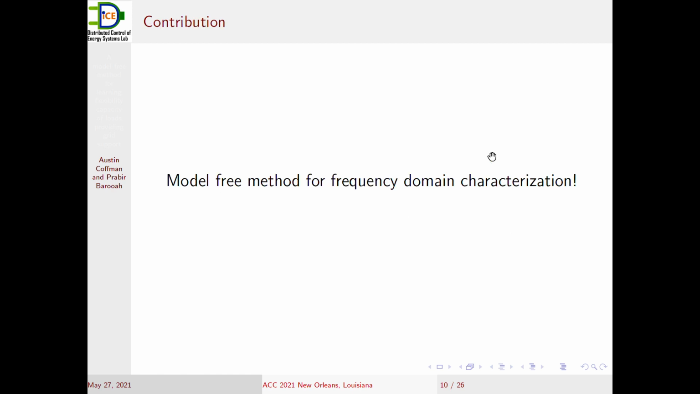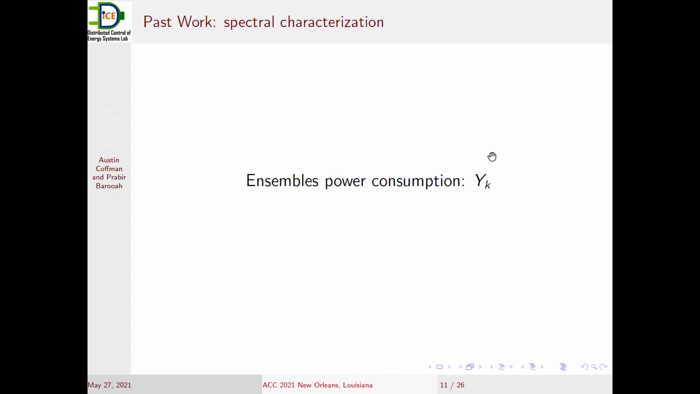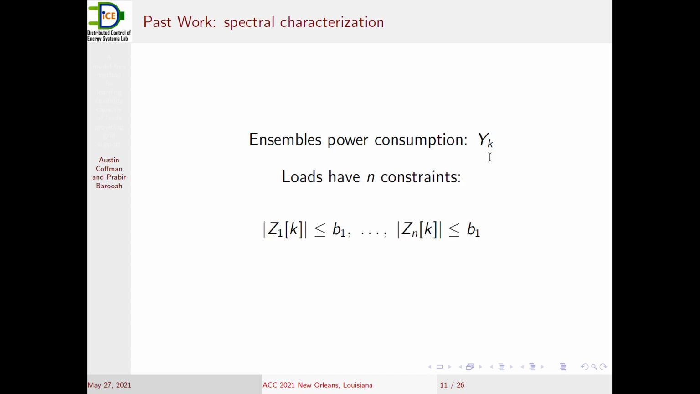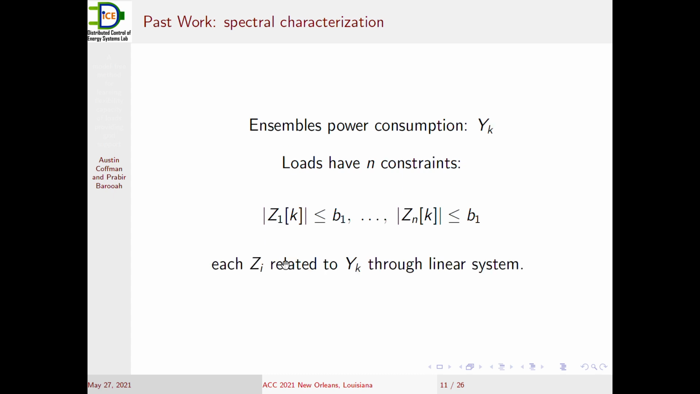The contribution is basically a model-free method to figure out how to get that shaded region. In order to be able to do that, we have to distill our past work, which was a model-based method. Just denote the ensemble's power consumption as Y. Then the constraints that we've talked about, we enumerate them, and they're just inequalities. And each one of these signals is related to the power consumption through some linear system.